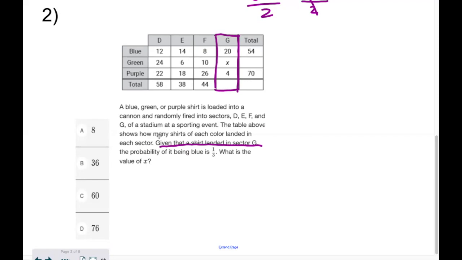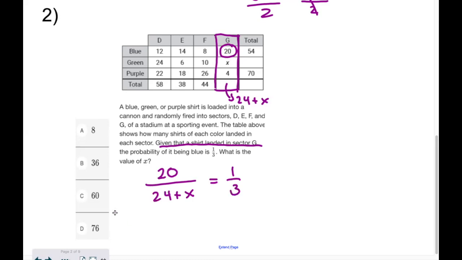So everything else is just there to distract us. And it says the probability of it being blue is 1/3. So the way that you would find the probability is it would be the number that it's blue, which is 20, over the total. Well, they don't give us the total, but the total we get by adding these together. And that's 20 plus x plus 4, which is 24 plus x. So I have 24 plus x on the bottom. And then we know they tell us that that probability has to be equal to 1/3.